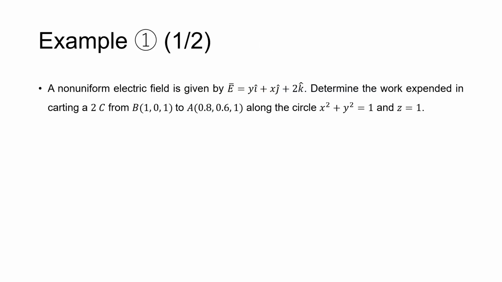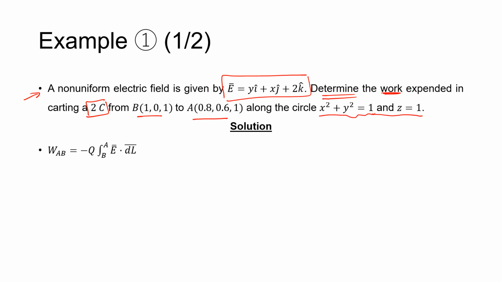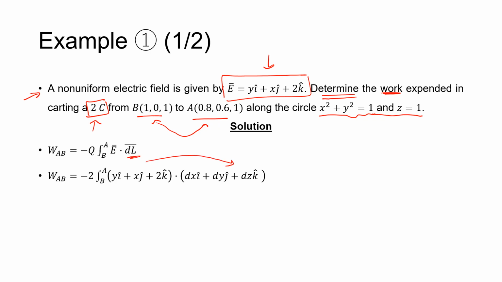We are told that we have a non-uniform electric field defined by this equation, and we are asked to determine the work which is required to move a 2 coulomb charge from point P to point A over some specific surface defined here. To solve this one, we just use the equation which we have learned here. Just substitute with the givens, which are E and the 2 points, of course, as well as the charge. And finally, we understand we are in Cartesian coordinates, so delta L will be replaced by this vector here.